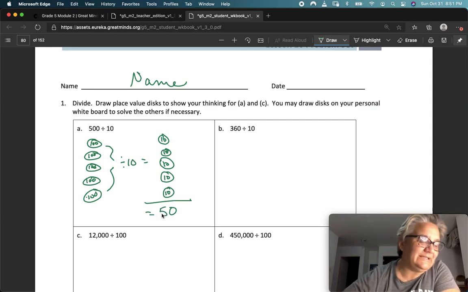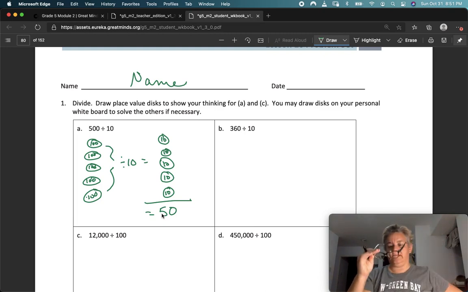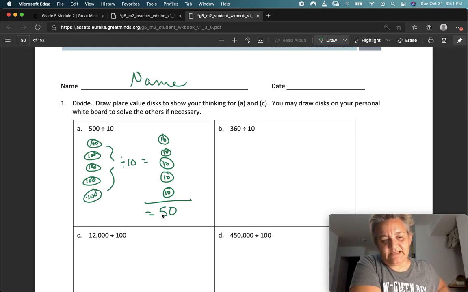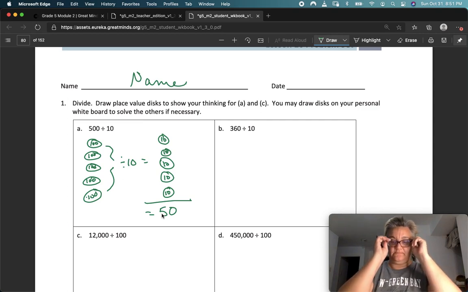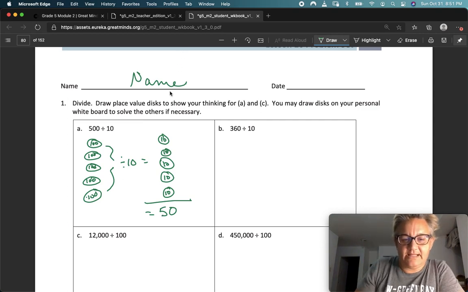Okay? So lots of ways to show division. There were some other ways too. I could have erased one of the zeros on either side. I could have used a place value chart. But for number 1, they wanted us to use place value discs. So that's what we did. Okay. Now, letter B, 360 divided by 10.